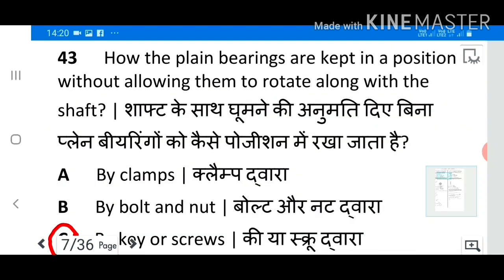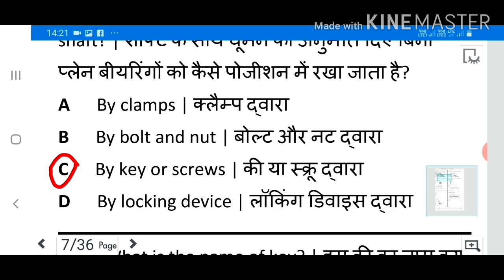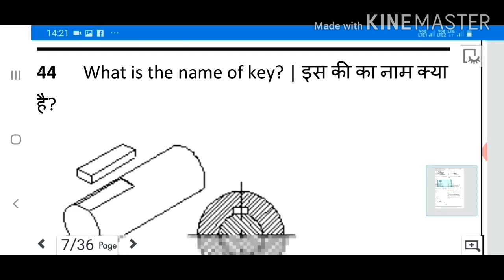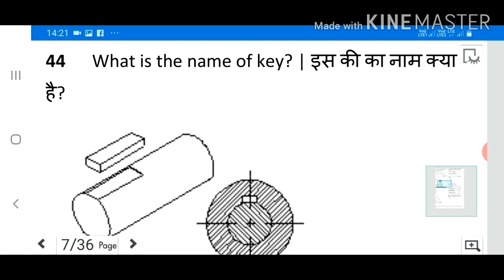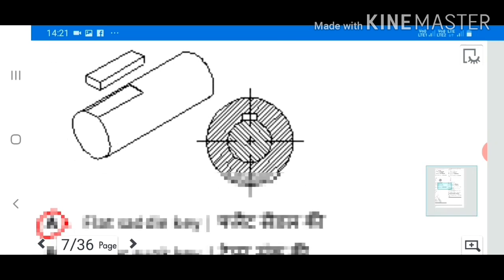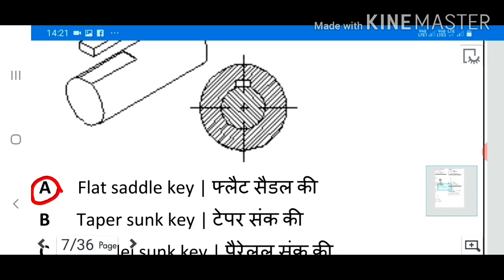43. How are the plain bearings kept in position without allowing them to rotate along with the shaft? Answer C. By key or screws. 44. What is the name of key? Answer A. Flat saddle key.